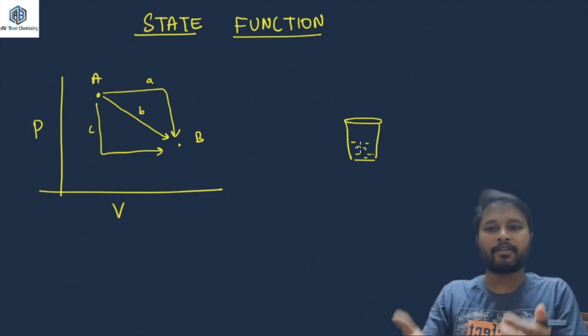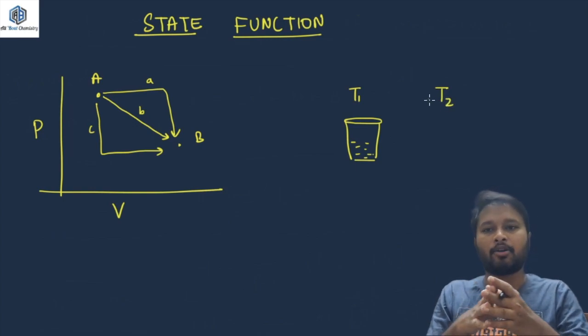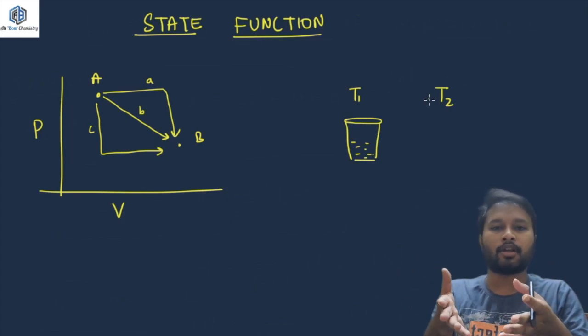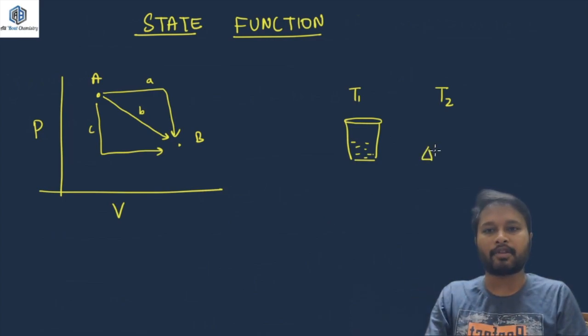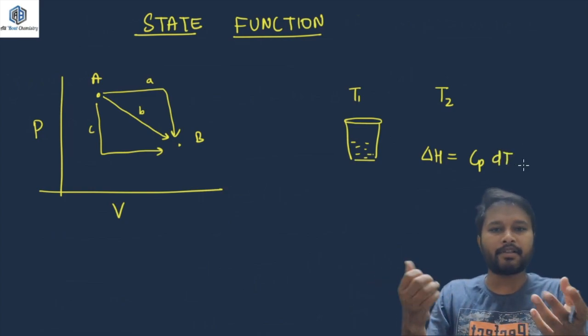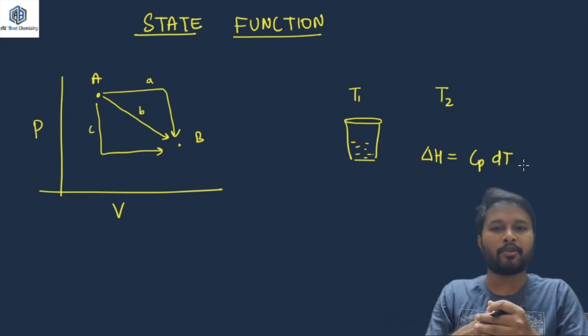The easiest way is to heat this glass up to a different temperature. Let's say right now it is at temperature T1. Heat it up to a different temperature T2. Now from the difference between these two temperatures T1 and T2, you can calculate the enthalpy of the glass of water by this equation: delta H equals Cp dT, where dT is the change in temperature and Cp is the heat capacity of the water inside the glass. So by knowing the two different temperature values, you can calculate the enthalpy of the glass.